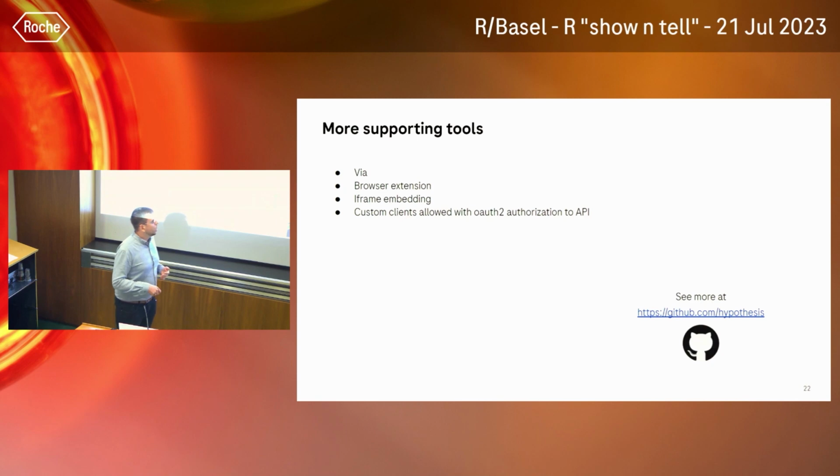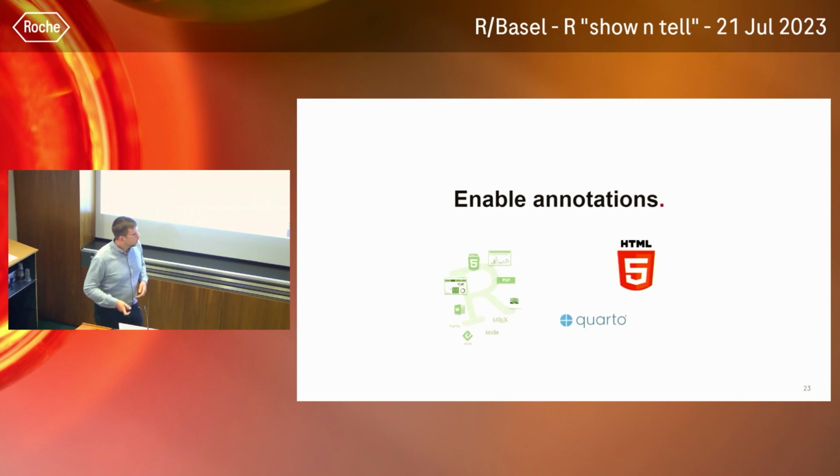And what is also really nice is that Hypothesis implements the full OAuth 2 workflow. So Hypothesis is a provider, and it allows, for example, building a totally custom client that will just interact with the API. If someone wants to build a really small tool that collects feedback from a Shiny application or from some website, it's possible to do. So I will just enable annotation and give it a try.